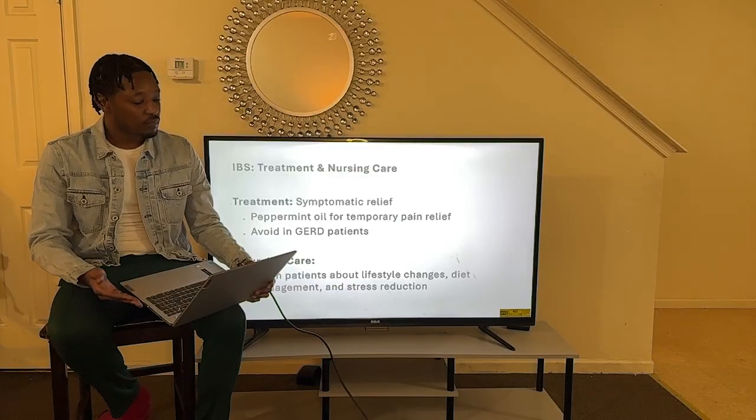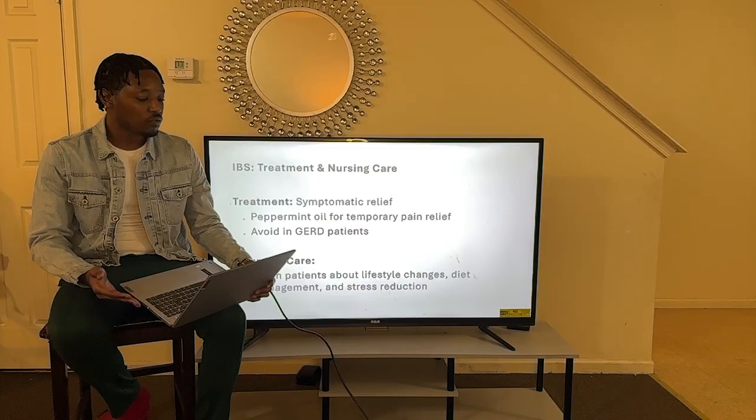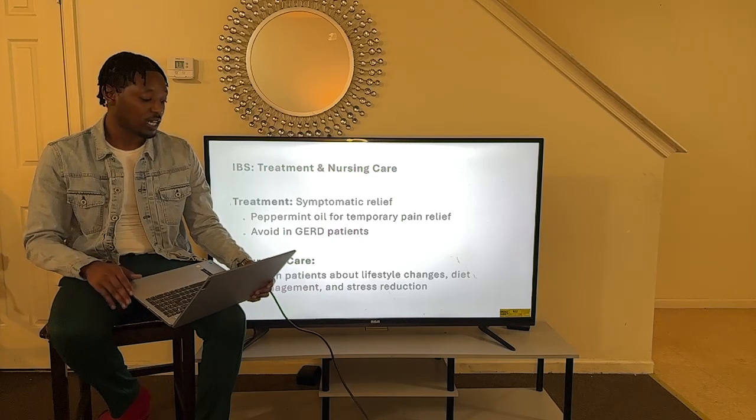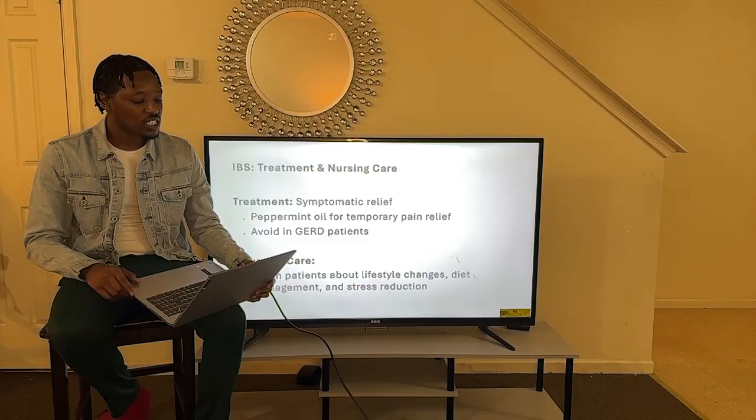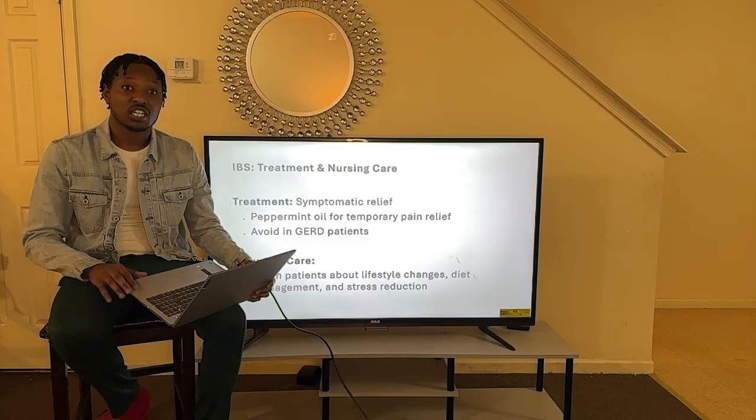Some treatment would include symptomatic relief, peppermint oil for temporary pain relief, and avoid peppermint oil in GERD patients. We're going to talk a little bit about GERD later. For nursing care, teach your patients about lifestyle changes, diet management, and stress reduction.